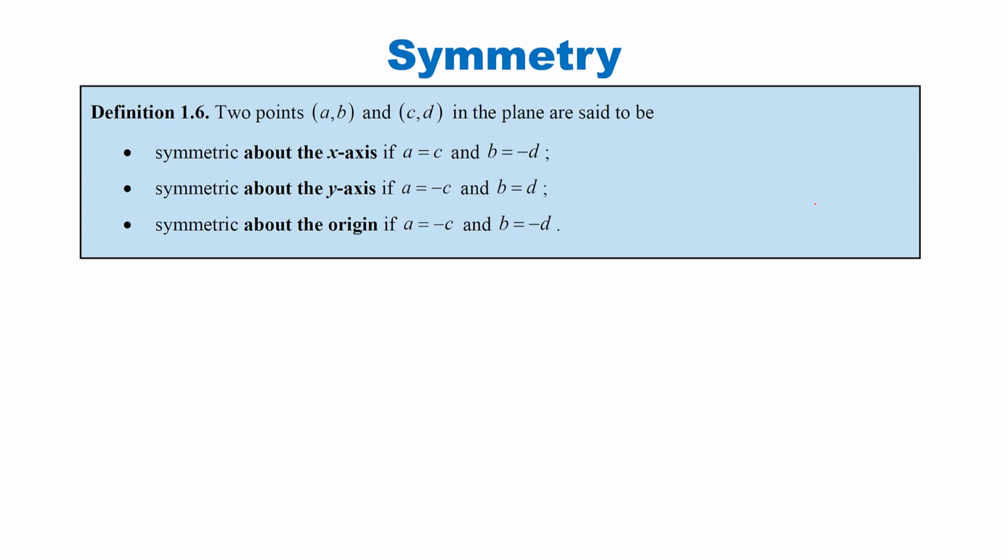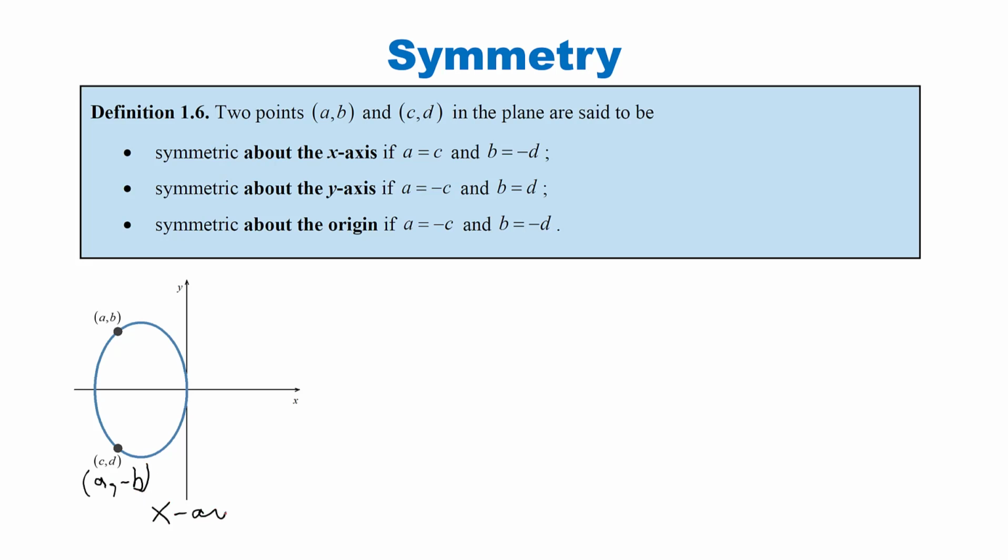Two points (A, B) and (C, D) in the plane are said to be symmetric about the x-axis if A equals C and B equals negative D, as in this first sketch here. So here you can see that A equals C and B equals negative D, or D equals negative B. And this graph is symmetric about the x-axis. You can also see that the top half of the graph is a mirror reflection across the x-axis to give you the bottom half of the graph.